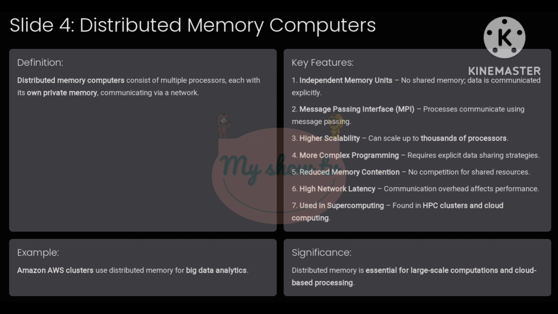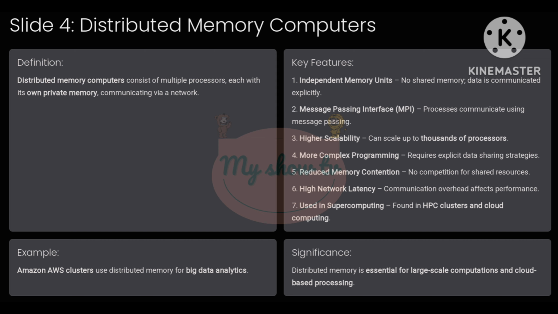6. Use cases. Shared memory systems are best for small-scale multiprocessing like multi-core CPUs and single-node servers. Distributed memory systems are used for large-scale HPC clusters such as weather modeling, AI training, and cloud computing. Example: a high-performance workstation for video rendering typically uses shared memory, while a supercomputer like IBM Summit relies on distributed memory for massive simulations. Key takeaway: shared memory systems are better for fast, small-scale computations, while distributed memory systems scale well for large and complex workloads.